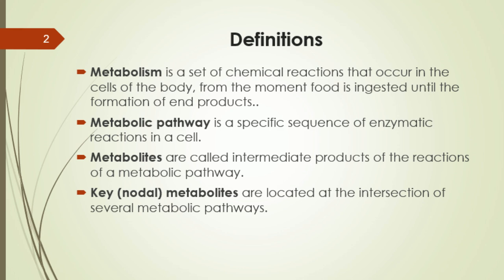Some metabolites are common to two or more metabolic pathways. Such metabolites located at the intersection of different metabolic pathways are called key or nodal metabolites. Examples of such metabolites include pyruvate, oxaloacetate, and acetyl-CoA.